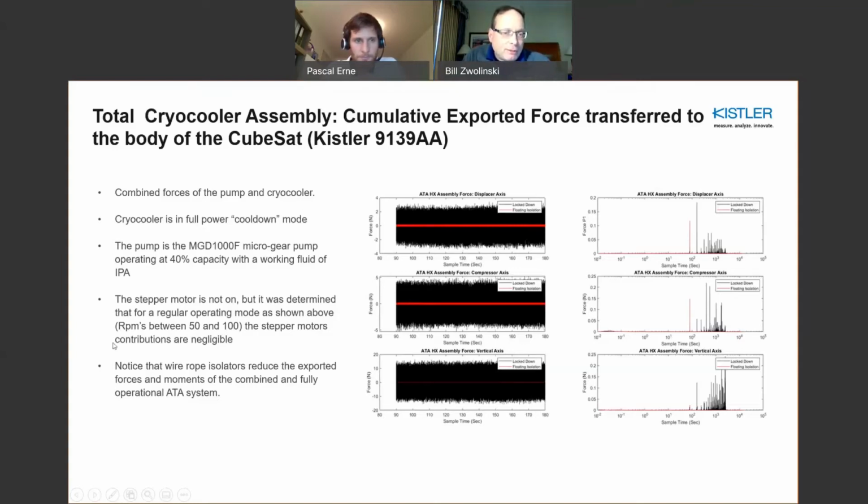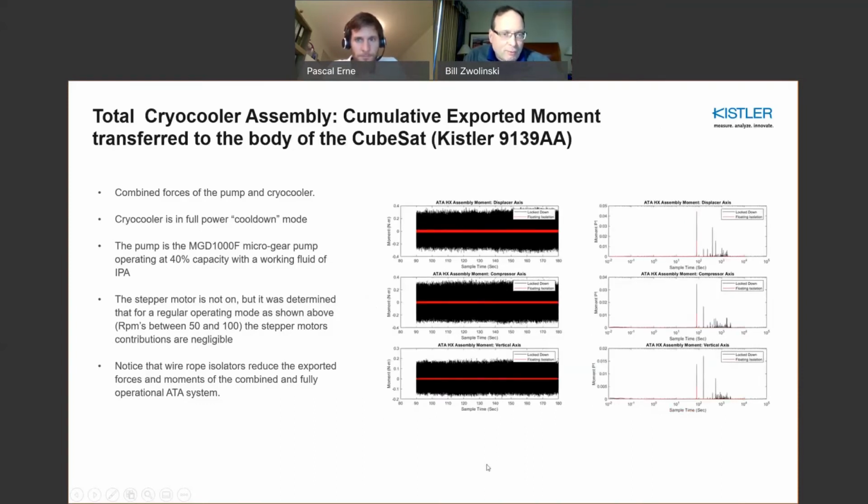And what we found here, certainly for forces and moments, is that the wire rope isolators reduce the vibration by a huge amount. As you can see here, you almost have a 5 Newton in the compressor axis, and you're down to fractions of that by using the wire rope isolators. So passive isolation was viewed quite favorably in this evaluation. You can see here, these are the moments, and you saw basically a similar characterization with the wire rope isolators.